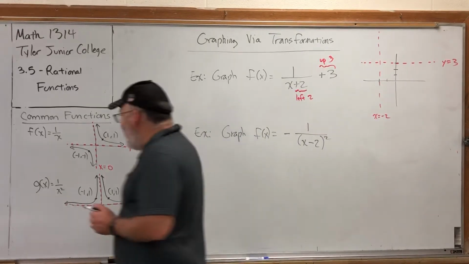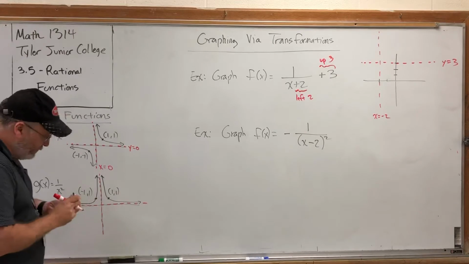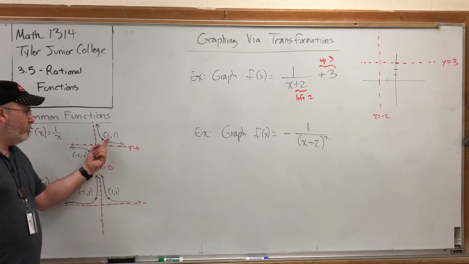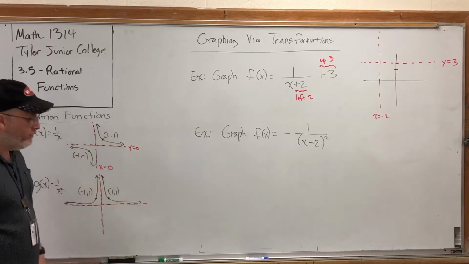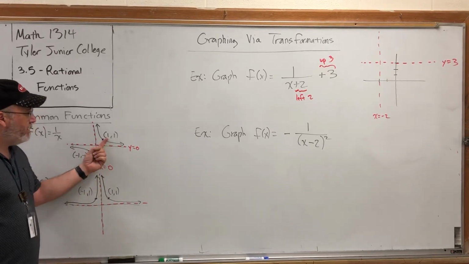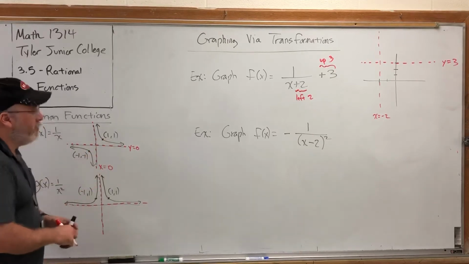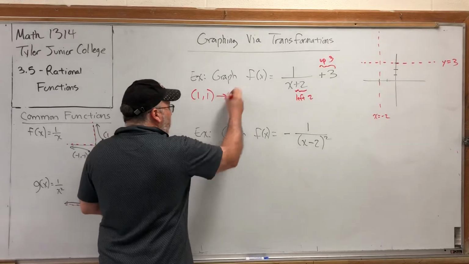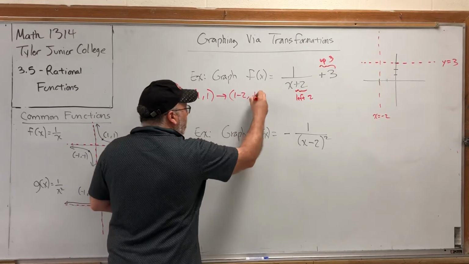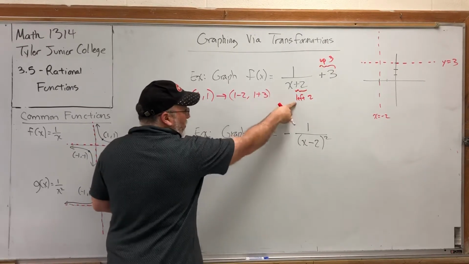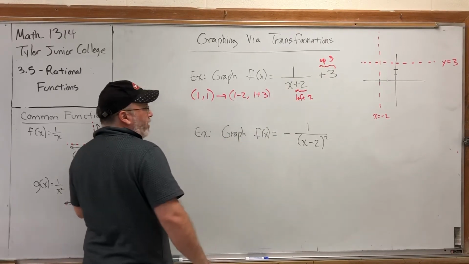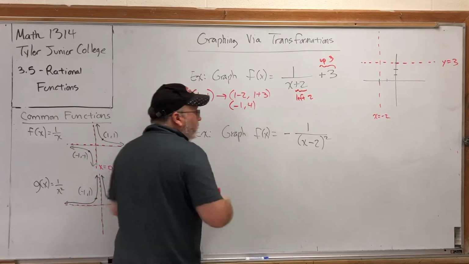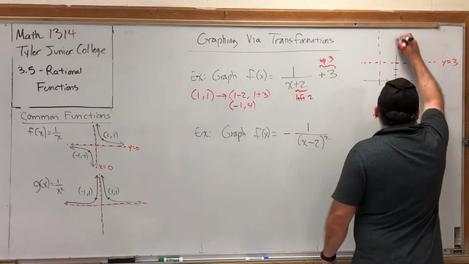Let's keep track of the reference points. For 1 comma 1, we're going left 2 and up 3. That's like subtracting 2 from the x and adding 3 to the y. 1 minus 2 is negative 1. Let me write this. The point 1, 1 will become the point 1 minus 2, 1 plus 3. Minus 2 because we went left 2, plus 3 because we went up 3. So that point will become negative 1 comma 4. Negative 1 comma 4. Right there.